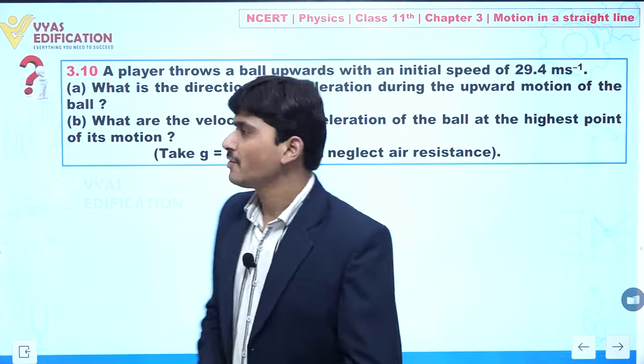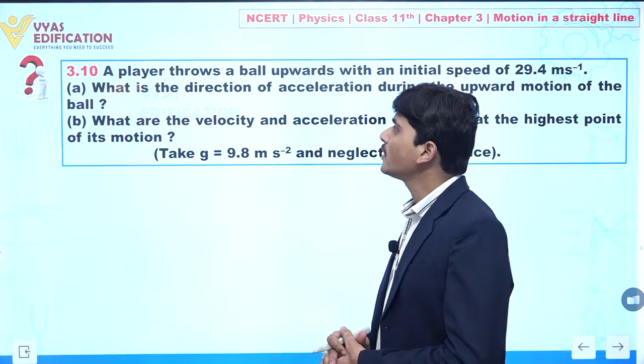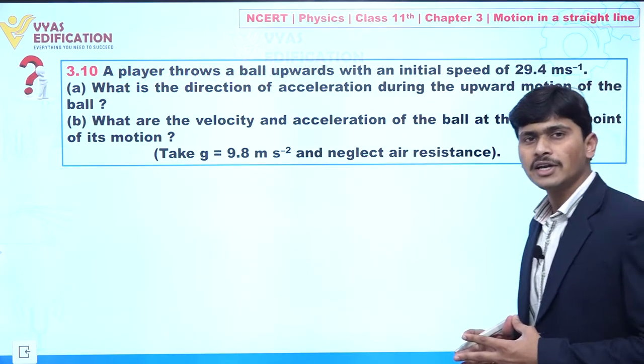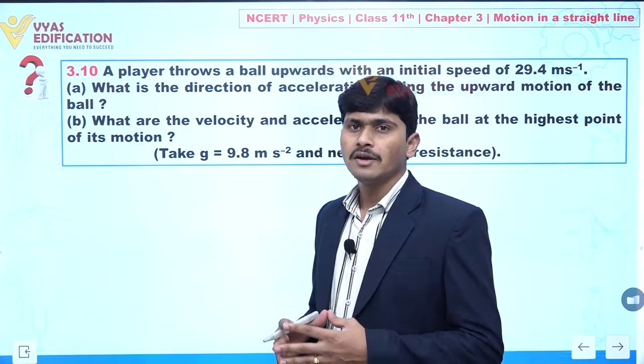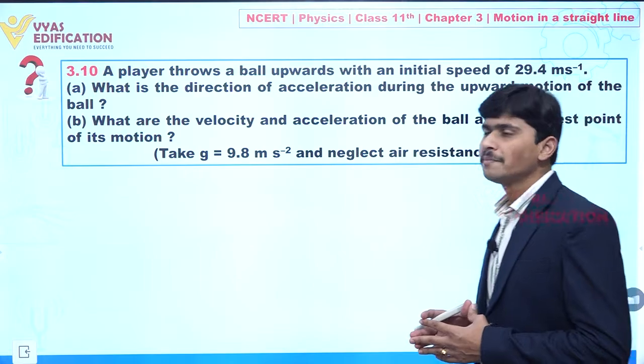Now dear student, we are going to discuss question number 3.10, and in this question it is given to you: a player throws a ball upward with an initial speed of 29.4 meter per second. Part A: What is the direction of acceleration due to upward motion of a ball?